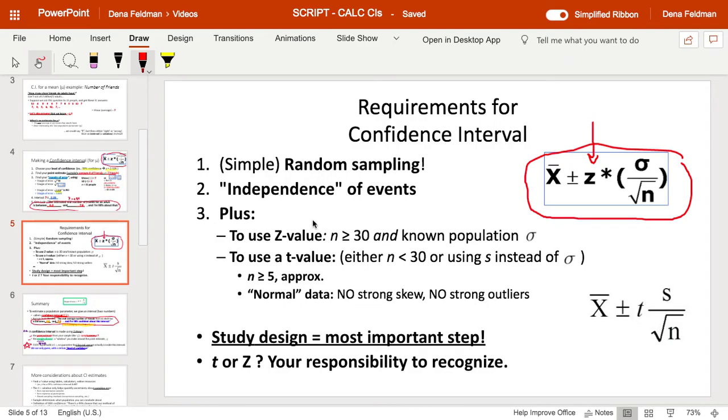And we also need each person's answer of a number of friends to be independent of the other person's answers. And the next important issue is that if we don't have samples bigger than approximately 30, then the central limit theorem doesn't hold. That's also a law that allows us to use z-values, like we did in our calculated example.